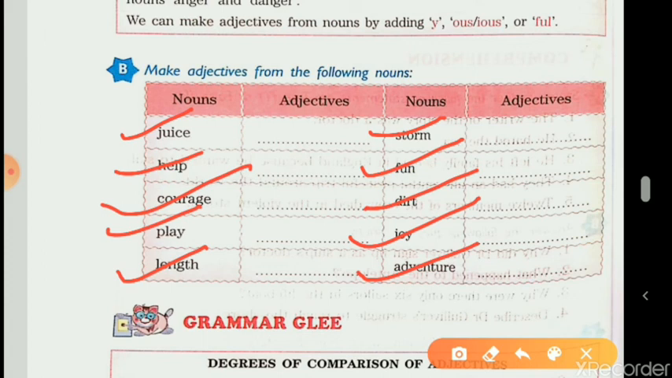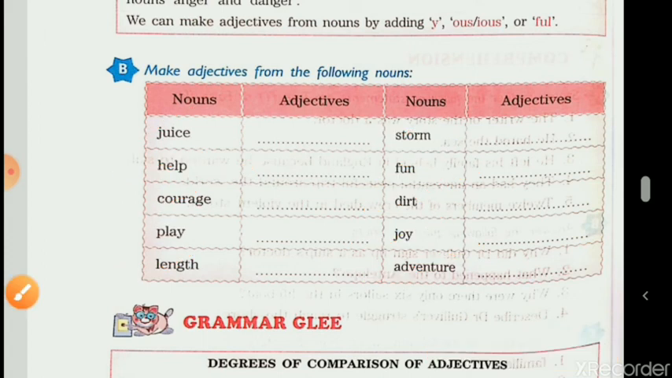I-O-U-S or F-U-L at the end of the words. So children, please complete exercise A and B of language structure in your English notebooks, and please draw proper columns for exercise B, that is making adjective from the following nouns.